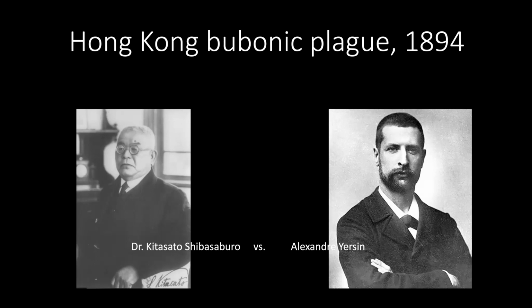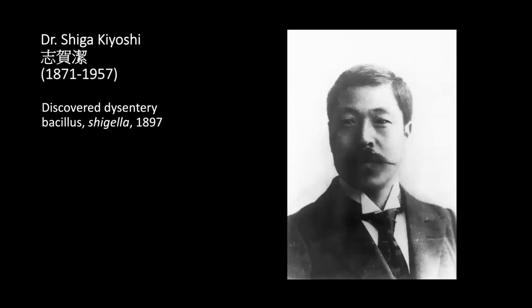Kitasato Shibasaburo and Yersin, these two men, were trying to discover the causative agent of plague, which was not yet known. And they began to look at the deceased bodies of people who had died of the disease to try to isolate it. Kitasato did it first, but people argued that he had made a mistake. So Yersin did it second. And as you know, it's called Yersinia pestis. So again, the white man's name was put on this discovery, even though in actuality, Kitasato was first. And he was a second time written out of history.